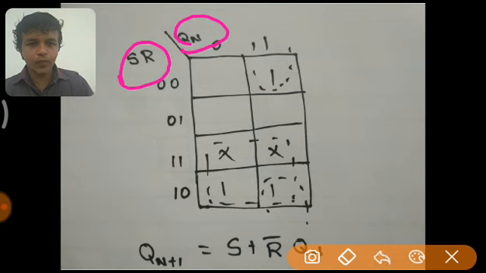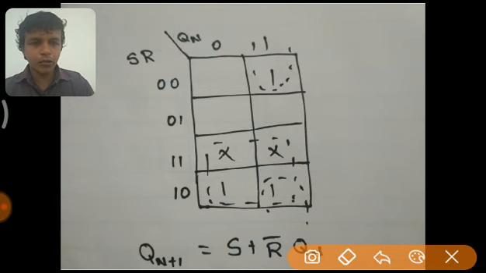Here I have drawn a 4 cross 2 K-map. I'm going to fill the values of Q of n plus 1 inside the K-map depending upon the values of S, R and Q n. So I'm going to fill the same truth table here. S, R both are 0, so when Q of n is 1, Q of n plus 1 is 1.